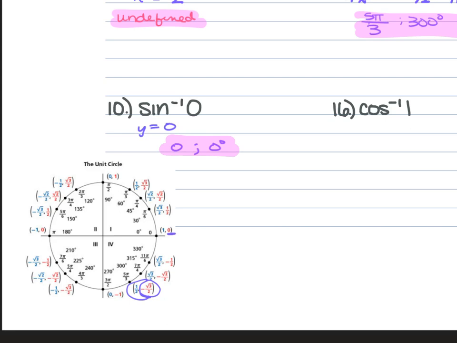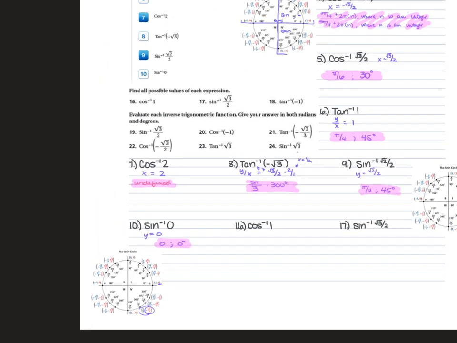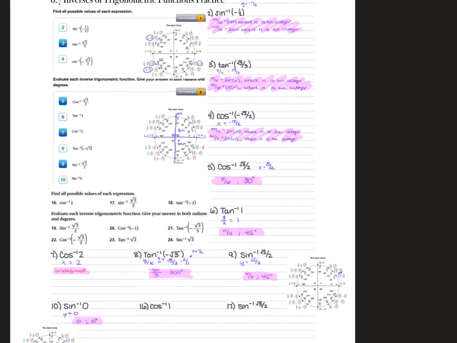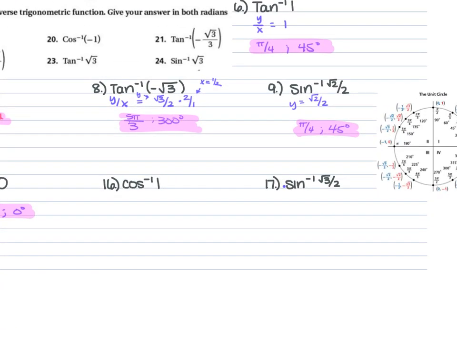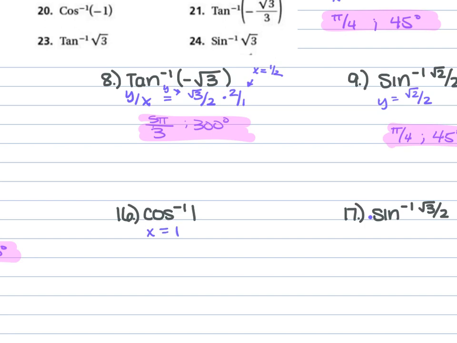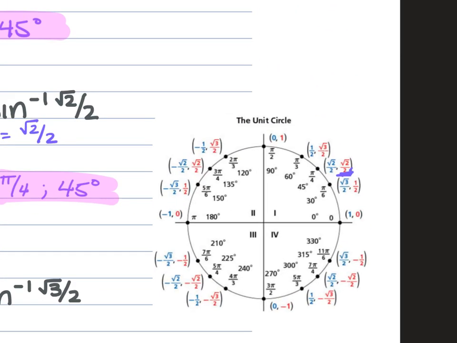For 16, since these numbers jump, I'm pretty sure that our directions change. Yes, find all possible values for each expression. So for 16 and 17, we're doing what we did for 2, 3, and 4. So for 16, we have cosine to the negative 1 of 1. So where is x equal to 1? If we look at our unit circle, x is 1 at 0.